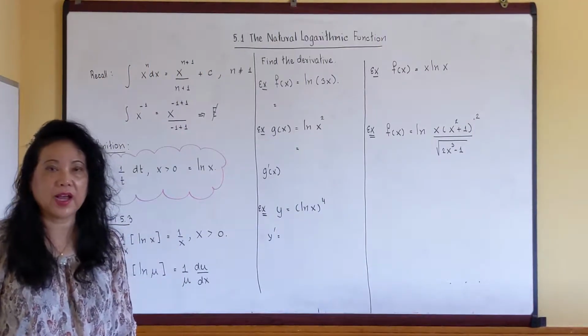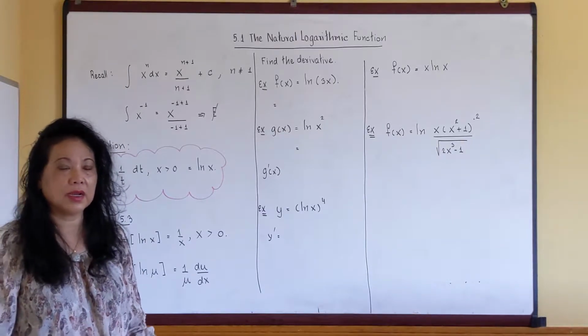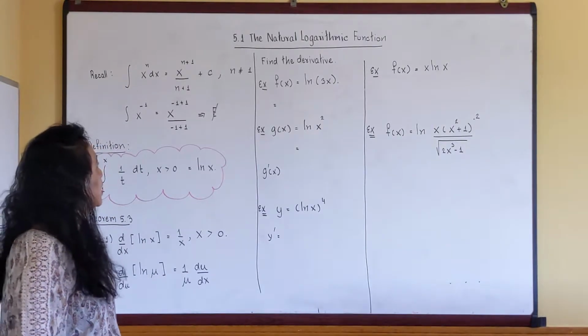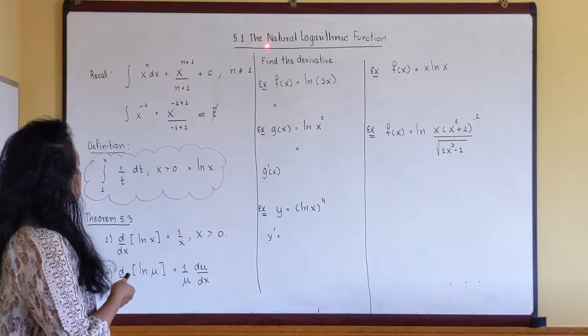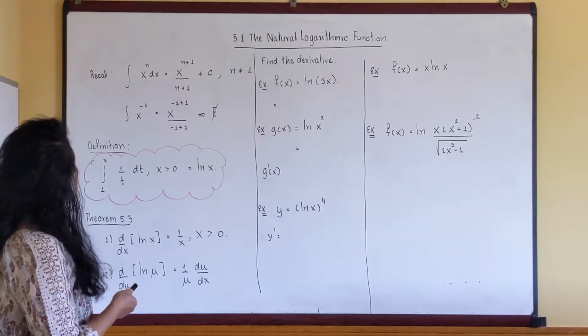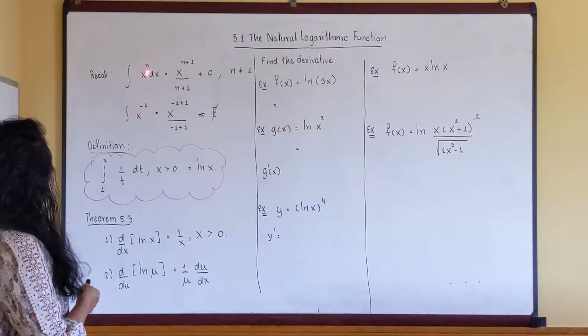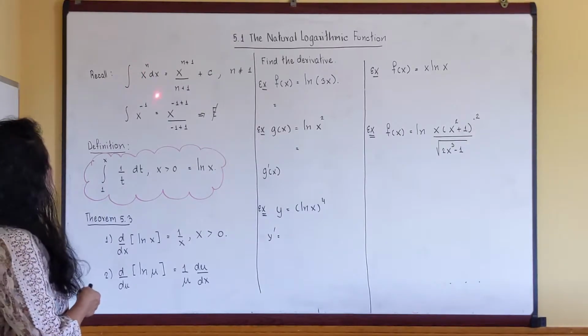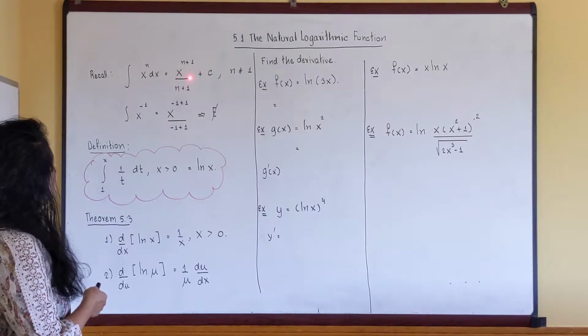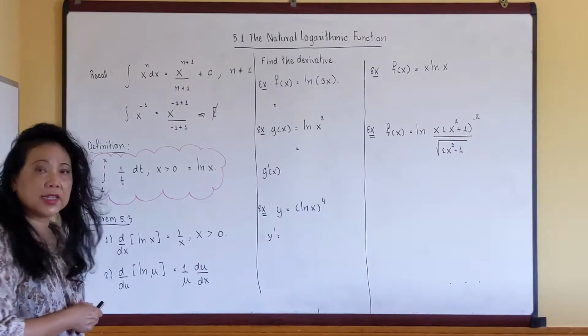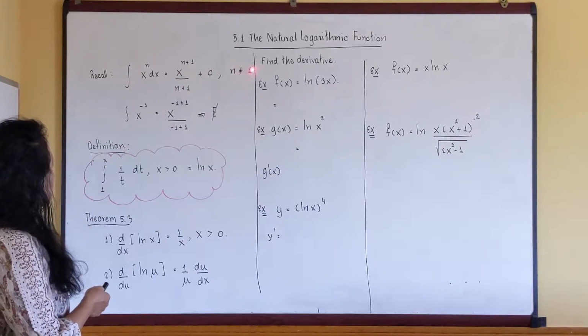Look at chapter 5, which is the last chapter of this Cal 1. 5.1 is the natural log function. If you recall, the integral of x to the n is x to the n plus 1 over n plus 1, plus some constant c. And n cannot be negative 1.